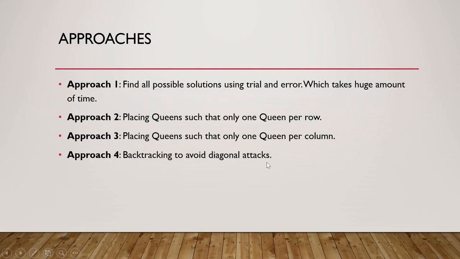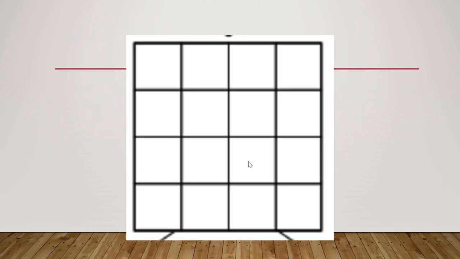Now let us see some of the approaches through which this problem can be solved. The first approach is finding all possible solutions using the trial and error method, and it generally takes a huge amount of time, which is not practically possible. The second approach is to place the queens such that there is only one queen per row. Then came approach 3, to make the algorithm more efficient, by placing queens such that there is only one queen per column also. Then came backtracking, which will avoid the diagonal attacks of the queens. So now let us see the backtracking.